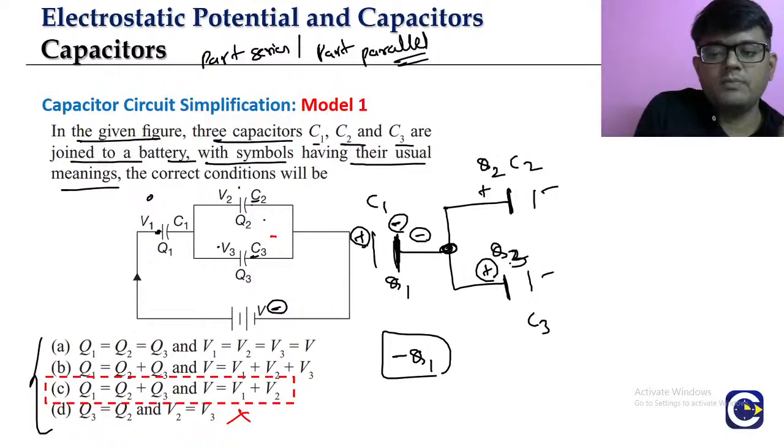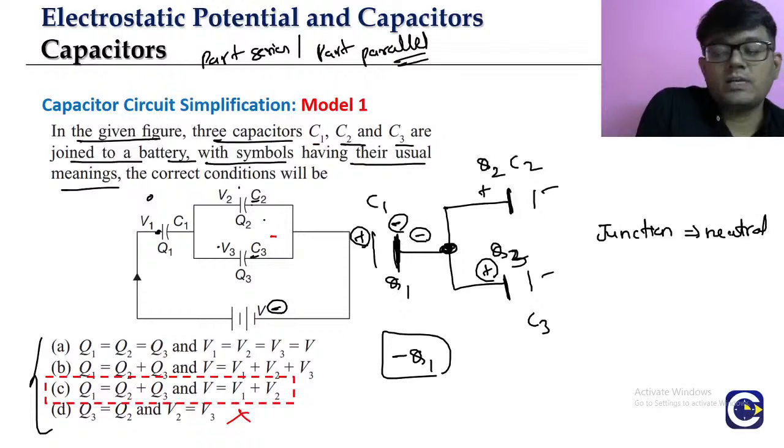Similarly here, Q3 will be what? Positive. Now look, all these charges are coming from the junction. All the charges are coming from the junction, but the junction is what? Neutral. And the junction we connected is what? Neutral. Neutral means, do you know what it is? That will not have any charge.